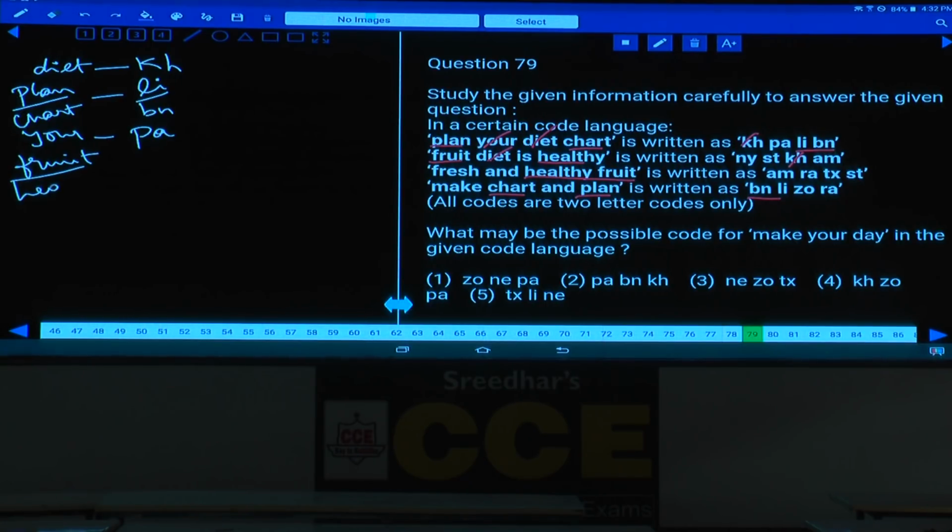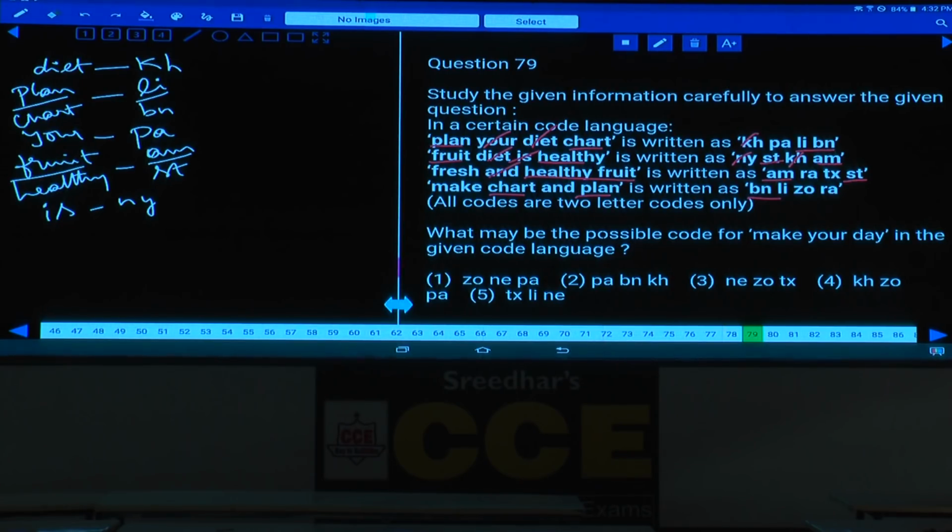Tell me, what is the code common between these two? Fruit and healthy, AM and ST are the codes common, AM or ST in any order. Then in the second one, what is left over here is, and the code to this word is NY. The code to the word is is NY. Then coming to fresh end.